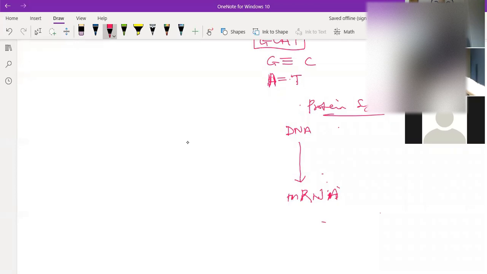Okay, messenger RNA. So for DNA to messenger RNA, we call that transcription. To transcribe. And then from the RNA to the protein, we call that translation. The process is called translation. So remember, you transcribe and then you translate what you have, right?